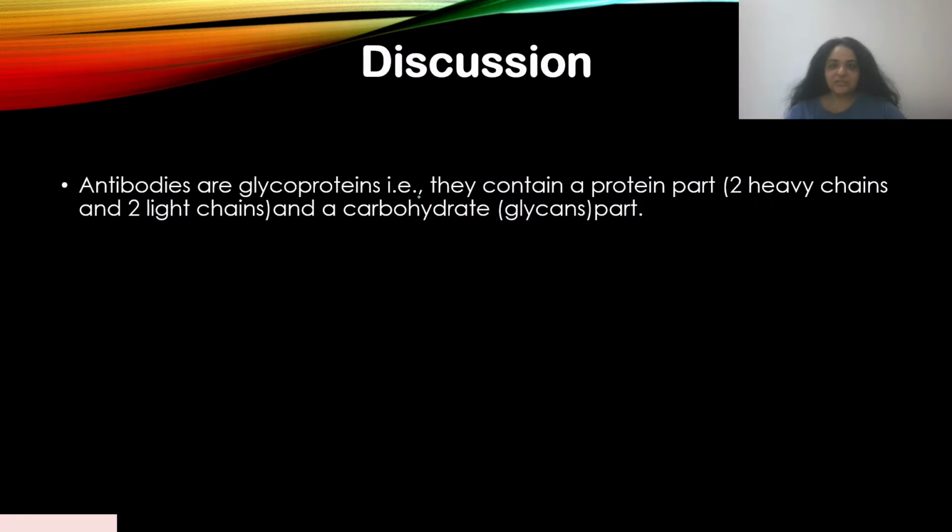Antibodies are glycoproteins, that is they contain a protein part, which is 2 heavy chains and 2 light chains. I've also given a diagram of what an antibody looks like with the heavy chains and light chains, and it also has a carbohydrate part, the glycans part. That is why it's called a glycoprotein. So if they ever ask you if an antibody is a glycoprotein, yes it is. This was simple, and I've already discussed this in the previous lecture, so we'll move on.